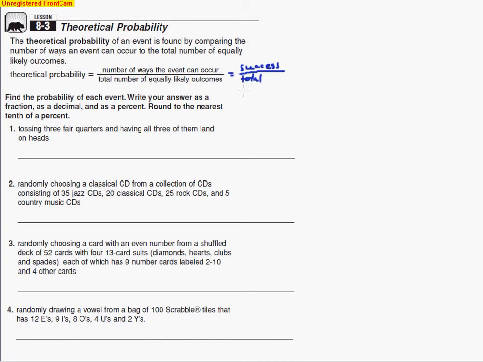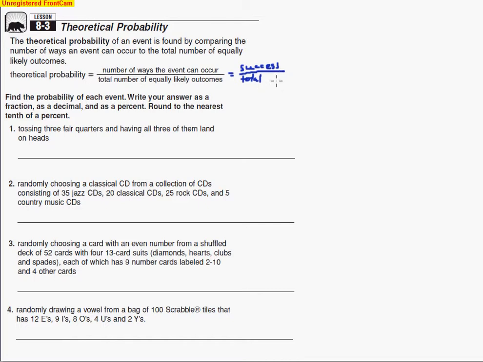So let's take a look at the problems here. We're supposed to write your answer in fraction, decimal, and percent form. So there'll be a little bit of work involved with these problems once we find the probability. It talks about tossing 3 fair coins in the air. We've got to come up with a way of representing that. And so let's go ahead and make a little chart.